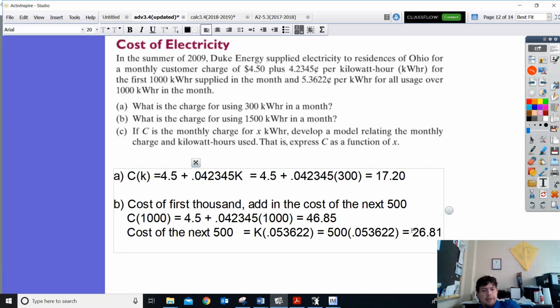So the cost of the 1,500 is $46.85 plus the $26.81. That's 73.66. Somebody should probably check me on that. That's right? Okay. Now, the reason I kind of broke this all up is that you could actually see the piecewise function. I wasn't trying to do more than I needed to do on purpose. I was trying to show you the piecewise function.